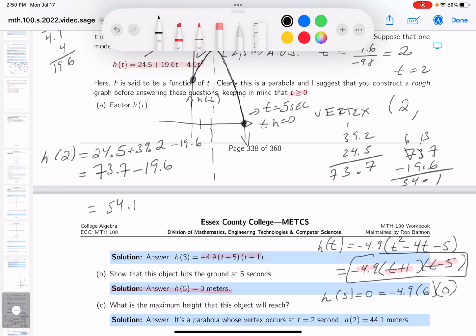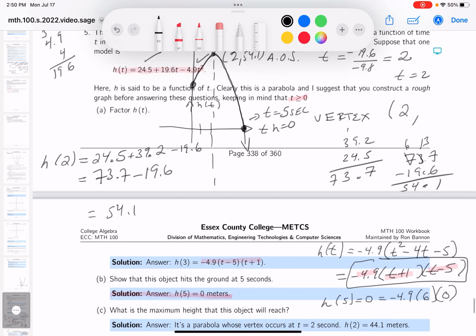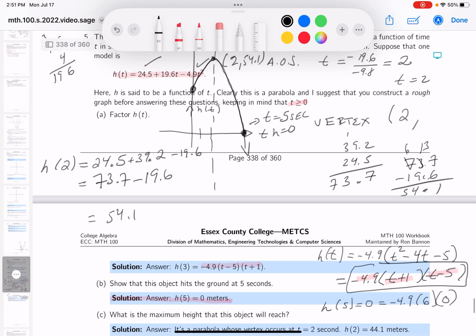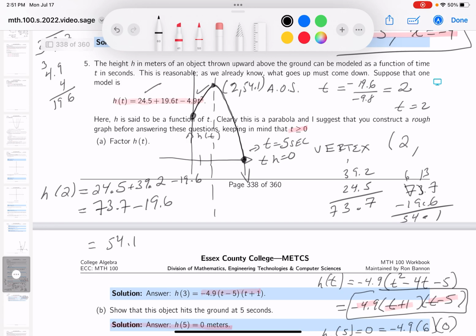I think I made a mistake in the arithmetic somewhere. I got to see where it is. I don't want to do the whole problem again, but it's going to be at 2. We already figured that the axis of symmetry was at 2. And then I think I made a mistake in saying 54.1, and I got to check that out again. And it should be 44.1, but I'll check. Maybe I made a mistake in the arithmetic. Who knows? And we're plugging 2 in, right?